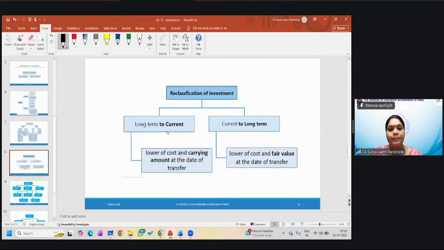Then we saw the reclassification part. What if you want to convert a long term to current or current to long term? Then what do you do? This should be the carrying amount that you will have for the investments. If you are converting from long term to current, then you will see whether lower of cost or carrying amount, and what is the value, you will have to check and show it as your carrying value. We have seen that, and I didn't go to the disclosure part since I told I will discuss that in the end.